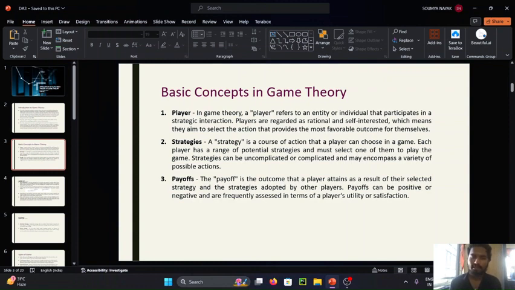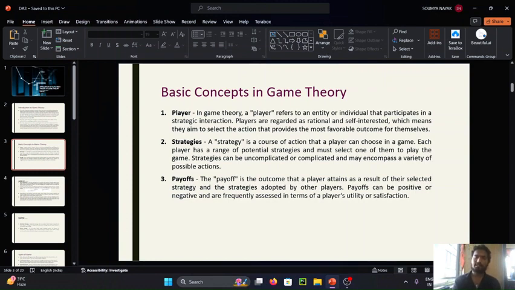Talking about what a player is in game theory, a player refers to an entity or individual that participates in a strategic interaction. Players are regarded as rational and self-interested, which means they aim to select the action that provides the most favorable outcome for themselves. In a game, the player is an individual entity that has interaction with the other players. Like in simple games, we enter as a character and we have some other characters, and we are interacting with them. These are actually the players, the entity called a player.